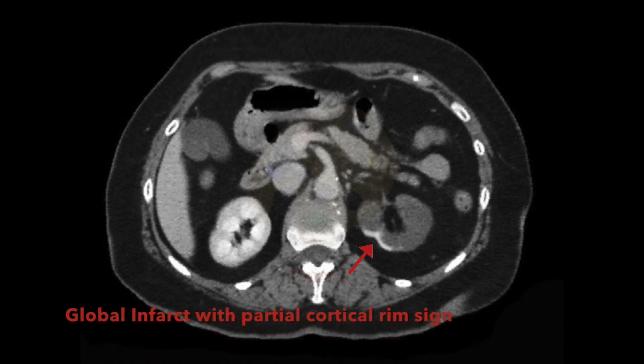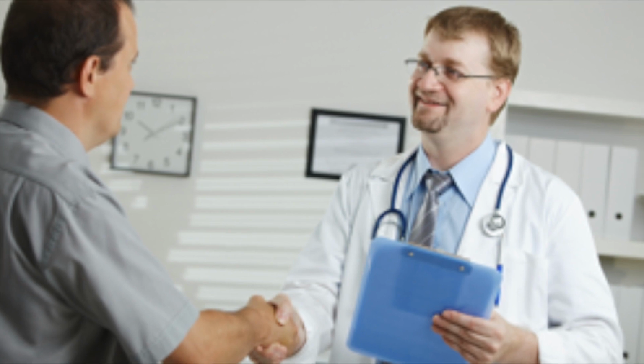You may also see what is called a global infarct, where the entire kidney is affected by the malfunctioning vessel. Global infarcts can also be present with cortical rim signs. This indicates a larger and more progressed problem than those seen in partial renal infarcts. Not only can these structures be viewed in great detail, but the cause of the infarct itself can be viewed via contrast CT, making it an easy solution to a largely misdiagnosed condition.